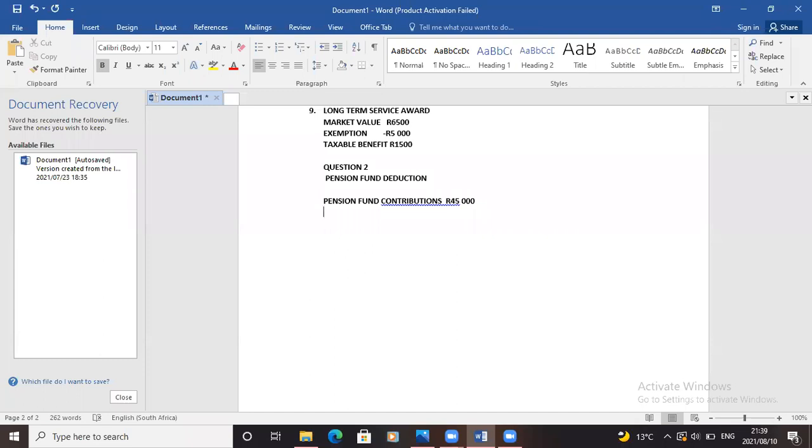Of this 45,000, the deduction we can deduct in the taxable income framework is limited to 350,000 or 27.5% of the higher of remuneration or taxable income. Your limit is the lesser amount between 350,000 and 27.5% of the higher amount between remuneration and taxable income.